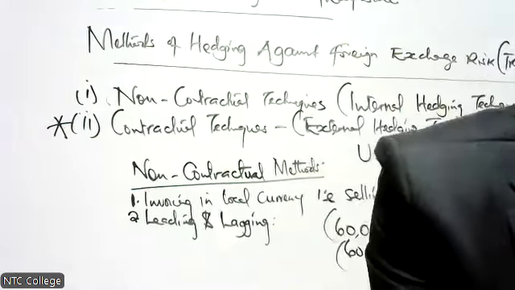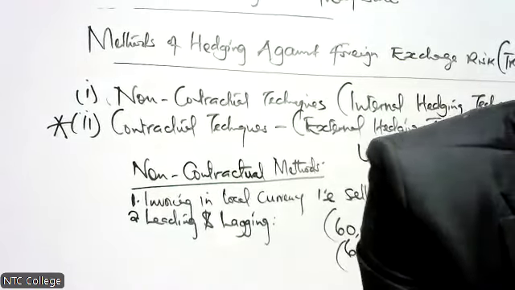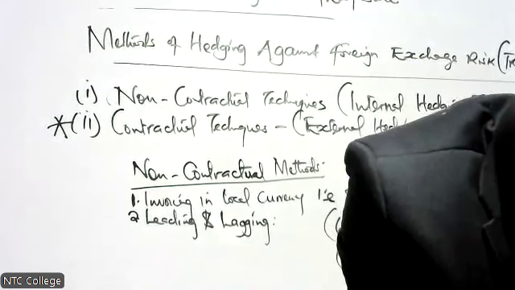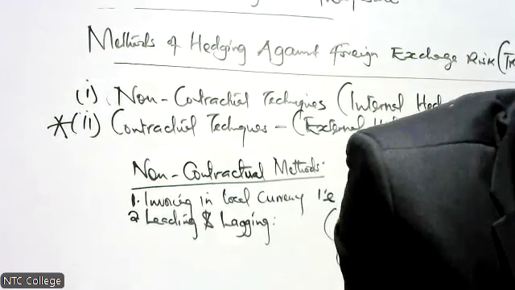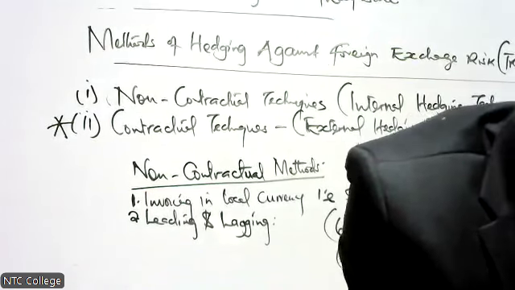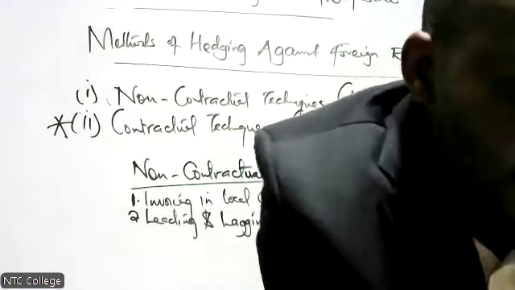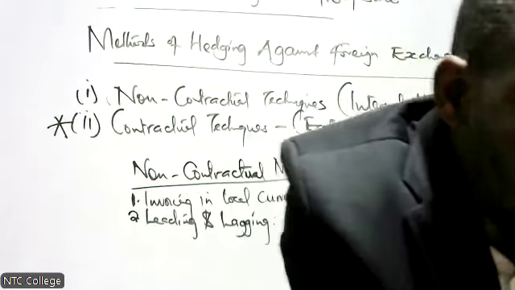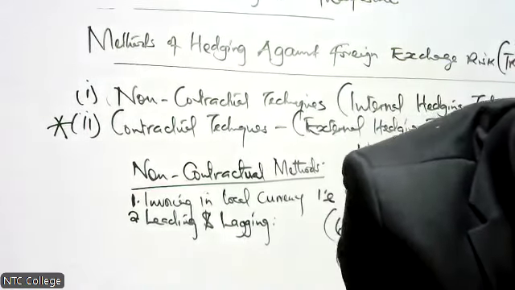Yeah, so the next one, okay, I said that paying overseas suppliers earlier, that is leading when currency is expected to fall, and paying them later, that is lagging, you put in bracket lagging, if domestic currency is expected to rise. Paying them later if the domestic currency is expected to rise.